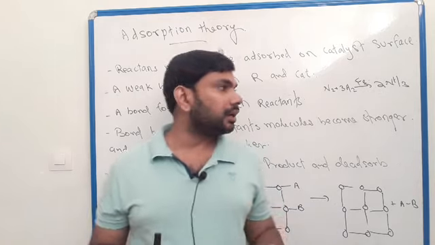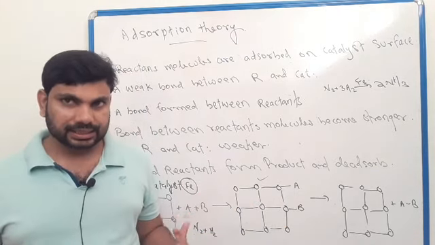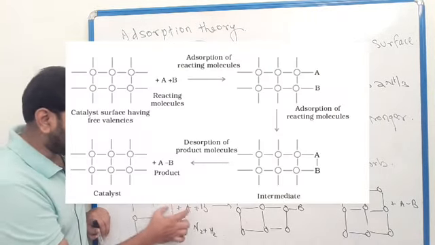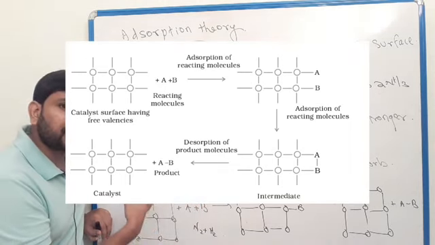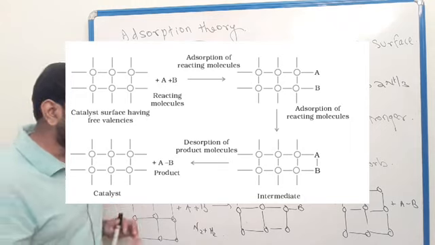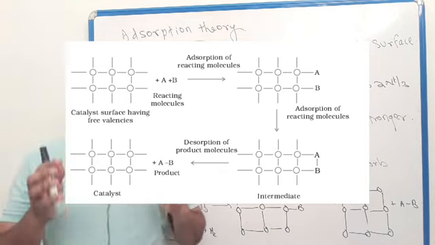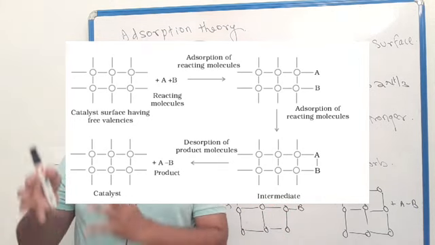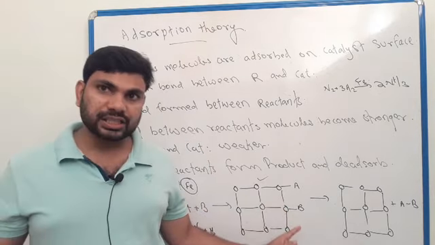Initially, the reactant molecules will be adsorbed on the surface of the iron catalyst. Look here, this structure represents the catalyst, and A and B are the reactants. The reactant molecules are adsorbed on the surface of the iron catalyst. This is the first step, and a weak bond is formed between the catalyst and the reactant molecules.